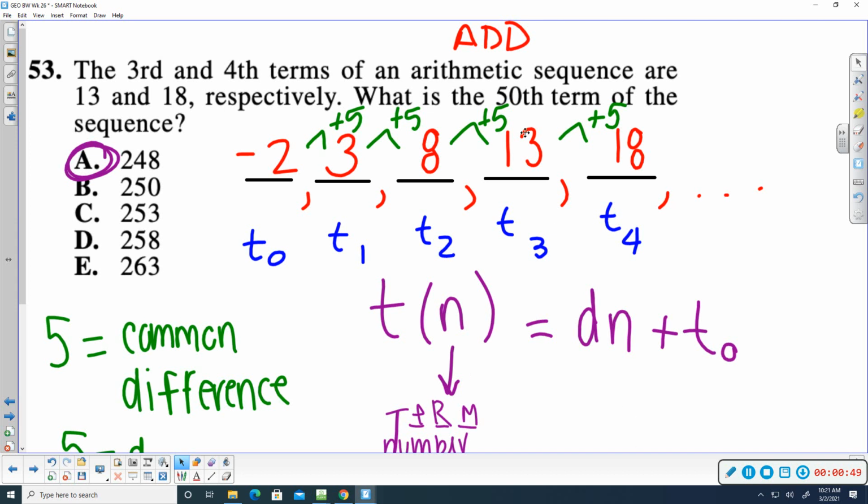So to get from 13 to 18, we know arithmetic sequence, that vocabulary means we're adding the same amount each time, and here we can see that that amount is 5. So 5 is our common difference.